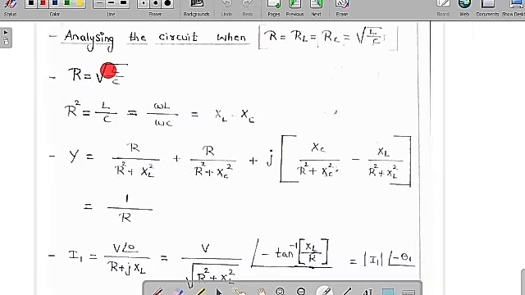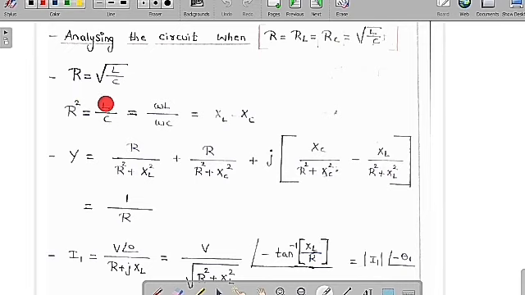So now we are going to go for the same circuit. One more analysis we are going to study, which is analyzing the circuit when RL is equal to RC is equal to square root of L by C. So what is going to happen for this case, which is RL is equal to RC is equal to square root of L by C. I am going to have this as R. So as R is equal to square root of L by C, then R square is equal to L by C.